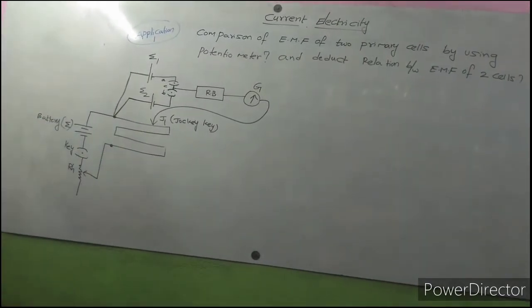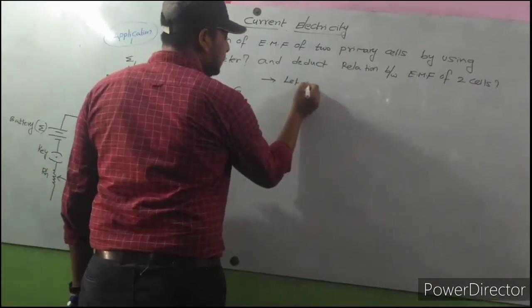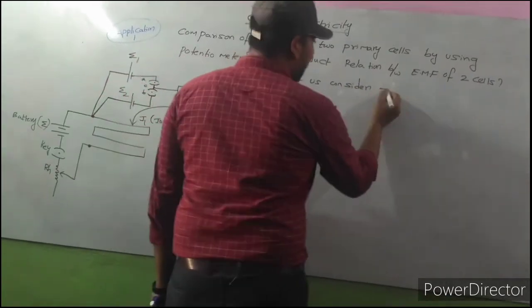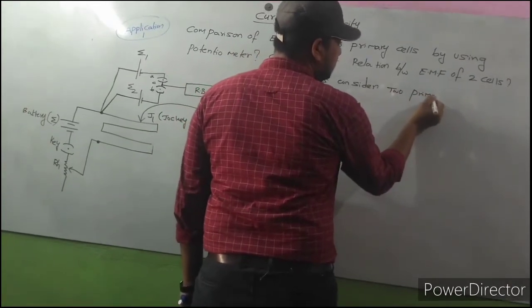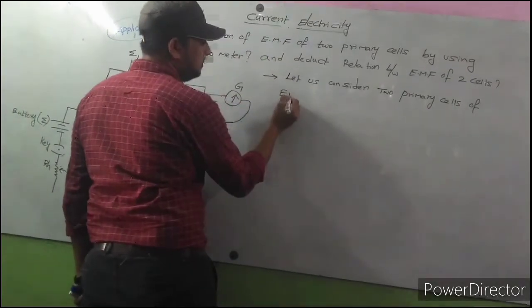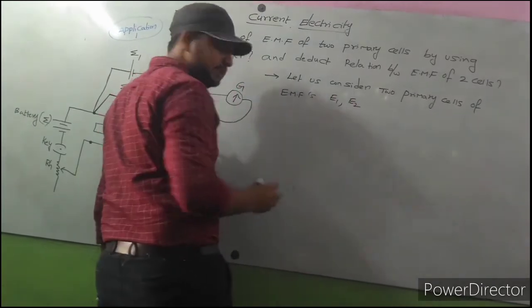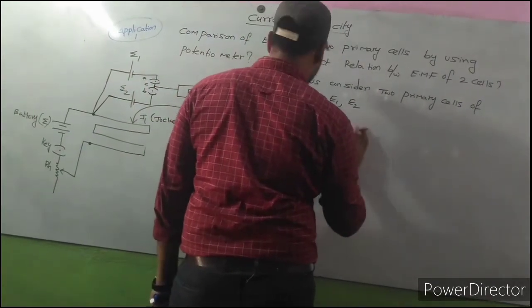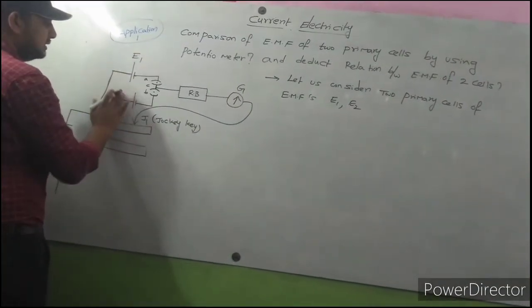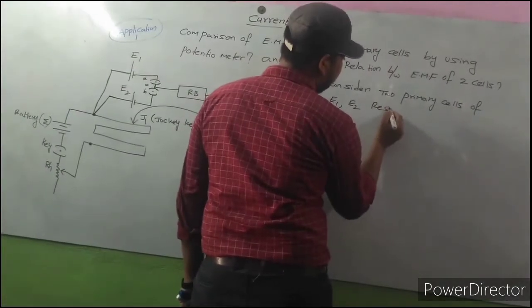So this is the setup. So how to write? Let us consider two primary cells of EMFs E1, E2 respectively. If you consider this as some EMF E1, and this as some EMF E2, so E1, E2 respectively.